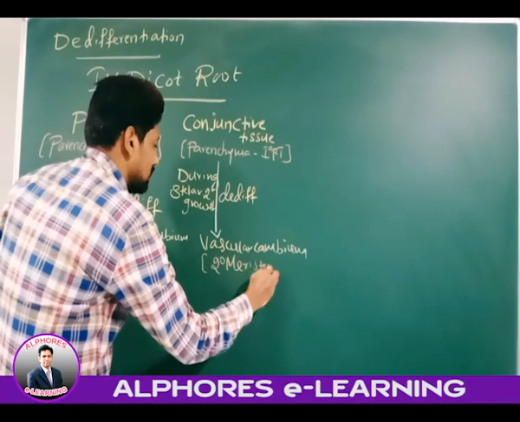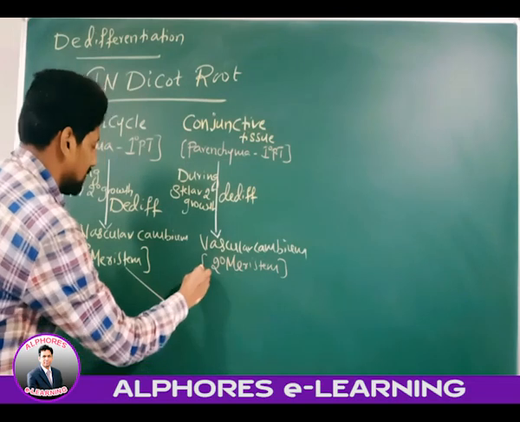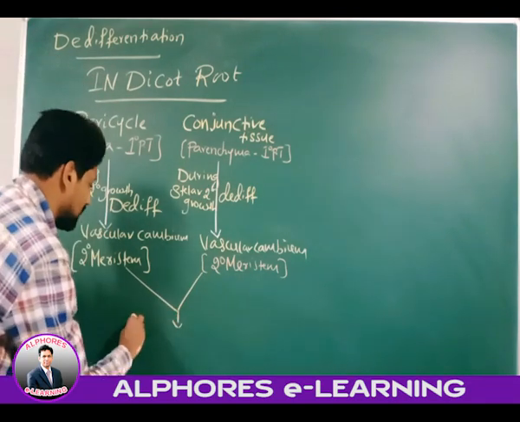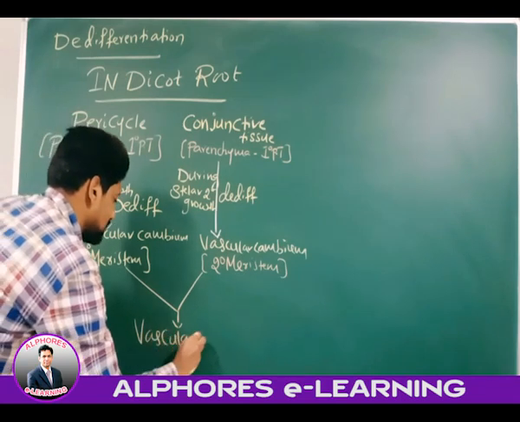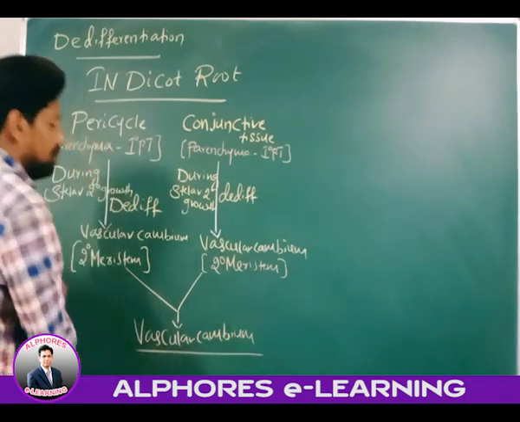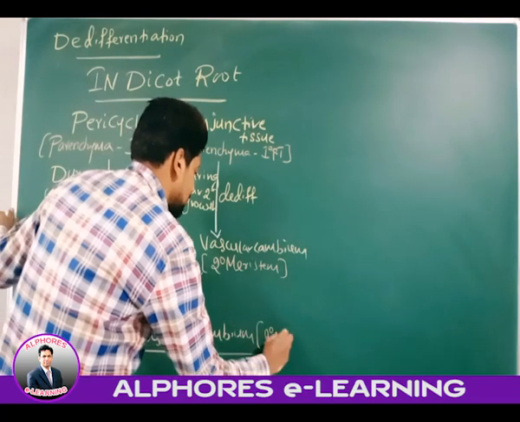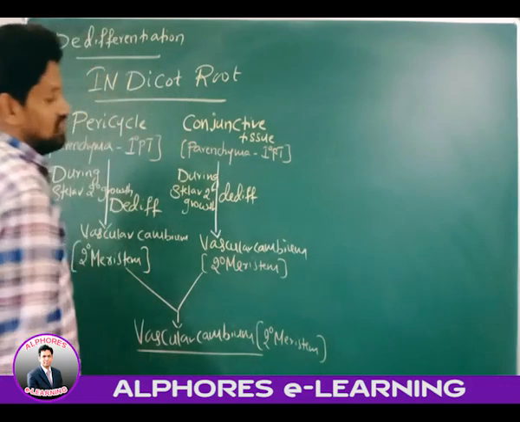Secondary meristem. Sir, this strip of vascular cambium both joins with one another and forms a complete vascular cambium. Is it okay? Therefore, vascular cambium is which meristem in dicot root, sir? It is a secondary meristem.